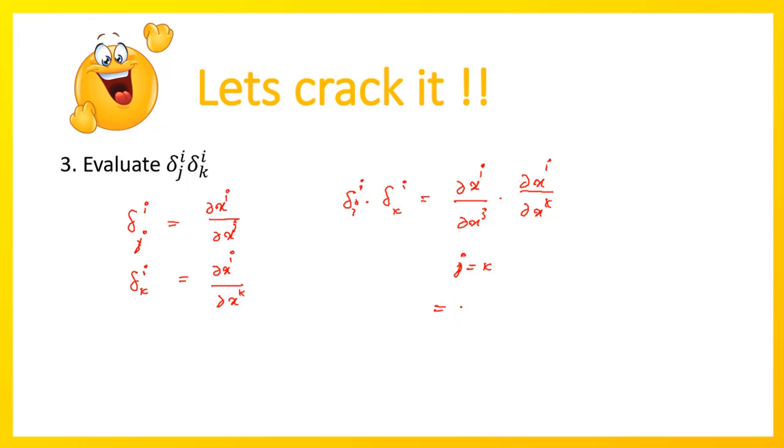Therefore, this equation turns out to be some other delta. Delta i remains the same. This can be written as δ^i_j or can be written as δ^i_k. Both expressions are the same. So, this will become δ^i_j or will become δ^i_k.